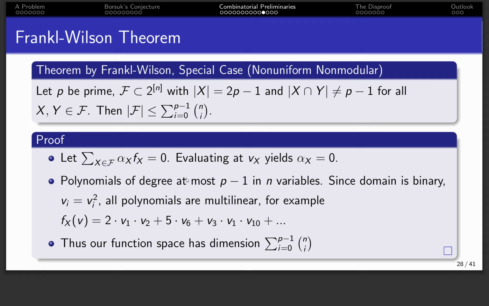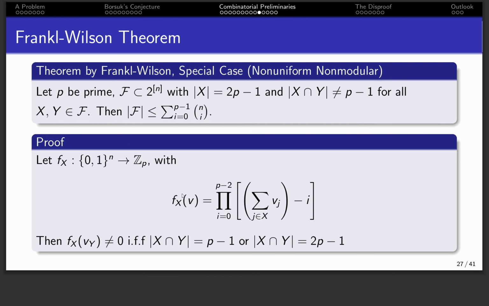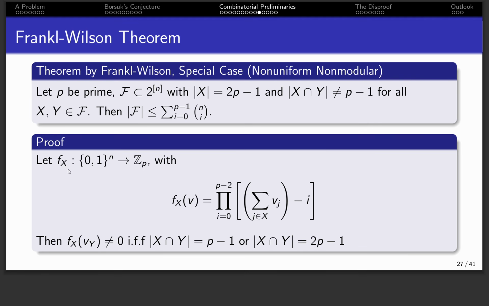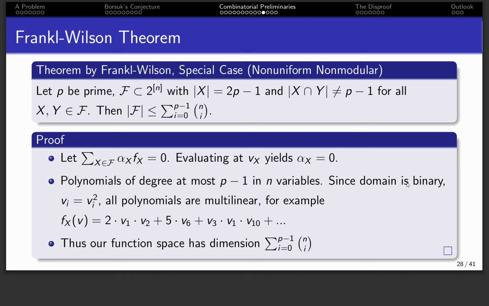Now, what do our polynomials look like? They're of degree at most p minus 1, since our product here has only p minus 1 terms, and is in n variables, since we're going from this binary vector space in dimension n. And since this domain is binary, vi is the same as vi squared, is the same as vi cubed, and so on, since 1 squared is 1 and 0 squared is 0. So all polynomials are multilinear, so we just have v1, for example, here times v2. Another term could be just v6, another term could be v3 times v1 times v10, and so on. So this is what our polynomials might look like.